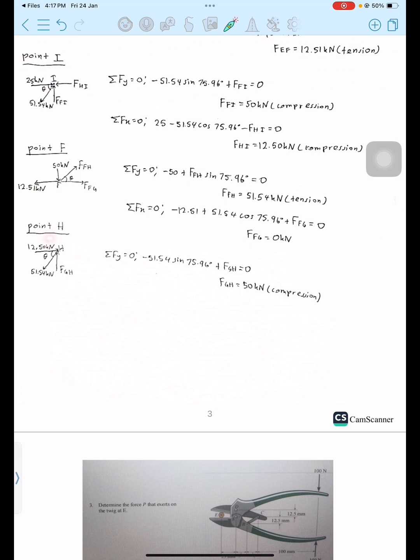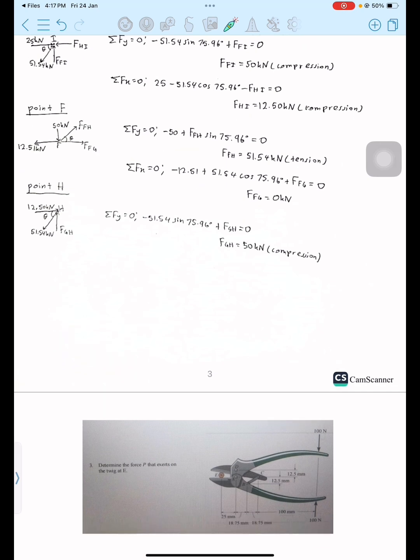12.50 kilonewton is also pointing at the H point, and 51.54 kilonewton is pointing outward from the H point. So we have the summation Fy equals 0, and we will have negative 51.54 sin 75.96 plus FGH equals 0. The answer will be FGH equals 50 kilonewton, and it is compression.